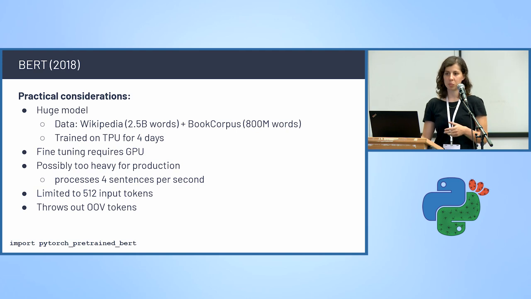But this one is really, really heavy and possibly too heavy for production. So in our case, it processes about 4. The literature says maybe 10 sentences per second. It throws out of vocabulary tokens, so if it doesn't know a word, it disregards it, and it's limited to a fixed size input. There are two implementations available. The original one is in TensorFlow, and it was also ported to PyTorch.